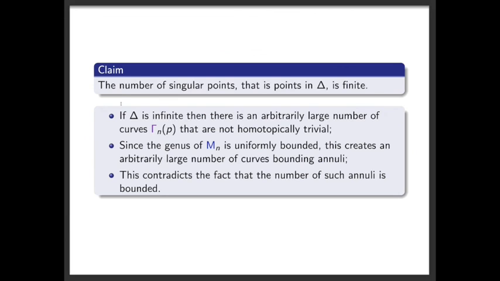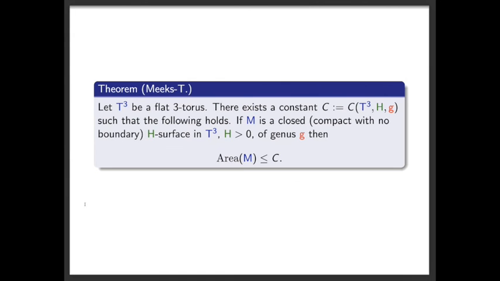Okay, so now the conclusion. If there is an infinite number of blow-up points where you get a catenoid, then these are not homotopically trivial. Eventually, you get an arbitrarily large number of curves bounding annuli, and this contradicts the fact that the number of such annuli is bounded. Okay, so this finishes the proof of the area estimate.